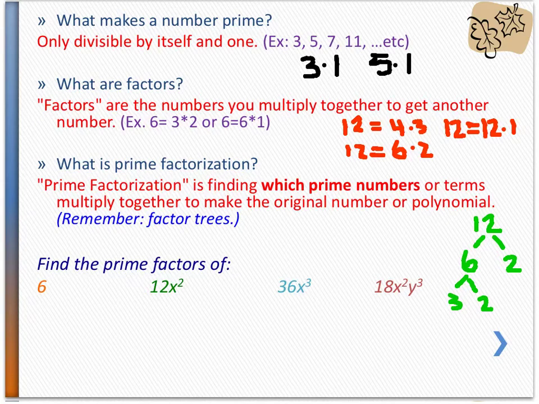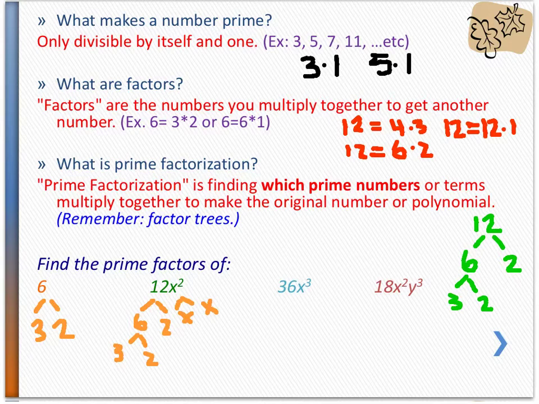So here are some examples. Like the number 6, I would break down into 3 times 2. Okay, 3 times 2 gives me 6, and 3 and 2 are both prime numbers. 12x squared, well, the 12 will break down into, my bad, it'll be 6 times 2, and then 6 will be 3 times 2, and then x squared will break down into x and x, okay? So the prime factorization would be 3 times 2 times 2 times x times x.